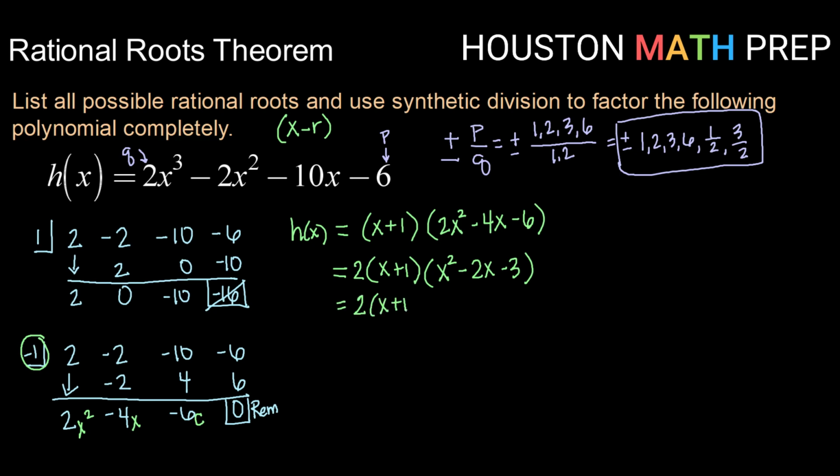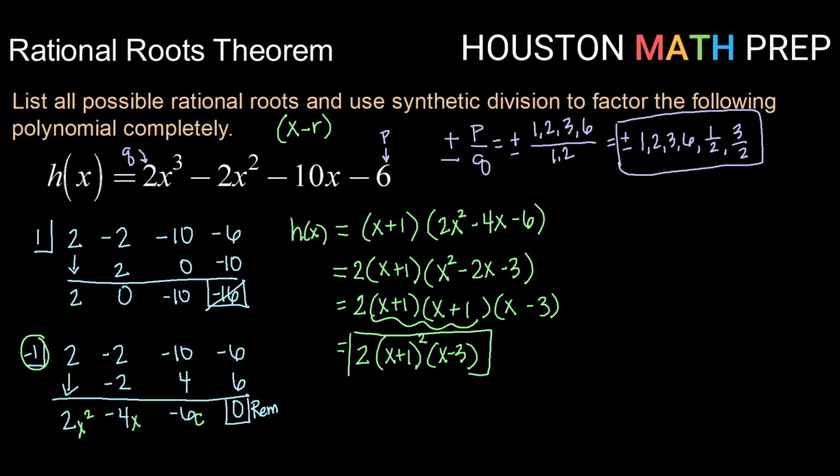So that will be 2 times x plus 1 times, I need values that multiply to give -3, but add to give -2. So that would be +1 and -3. Now we can leave our answer like that, or if we're going to go graphing, we might find that we'd like to go ahead and write x plus 1 times x plus 1 as x plus 1 squared times x minus 3. So here's our fully factored form of h of x, a cubic polynomial.